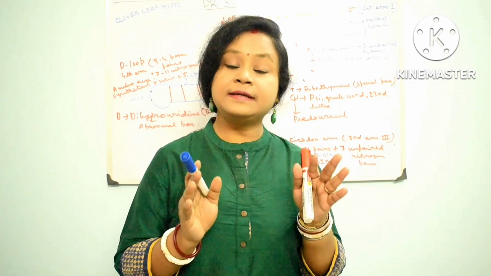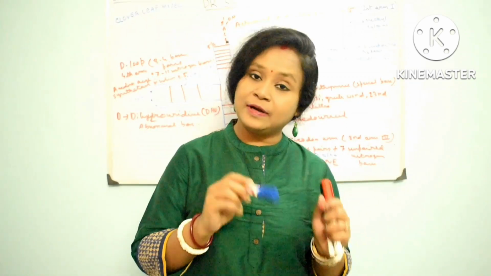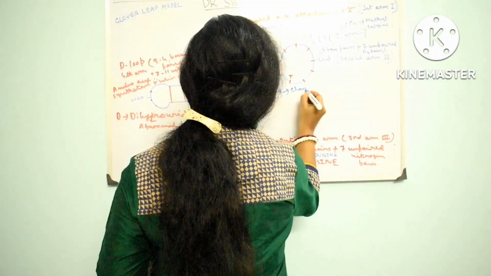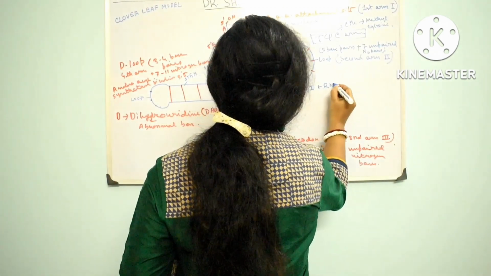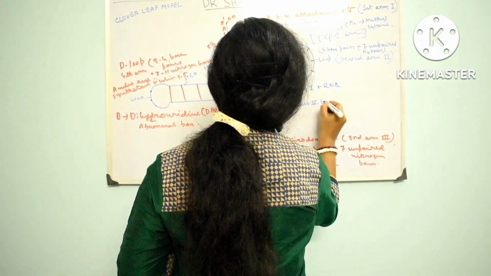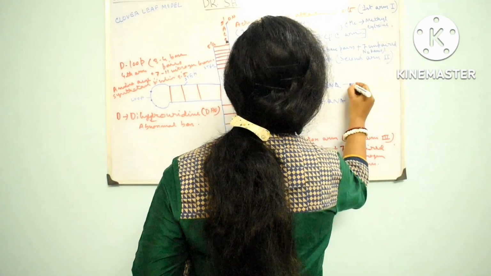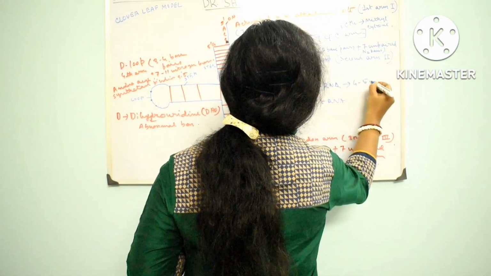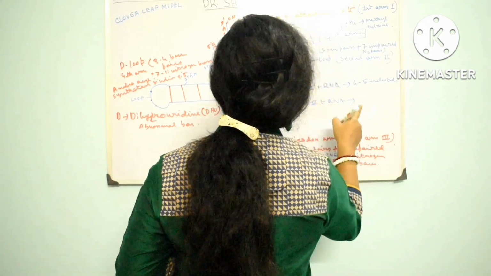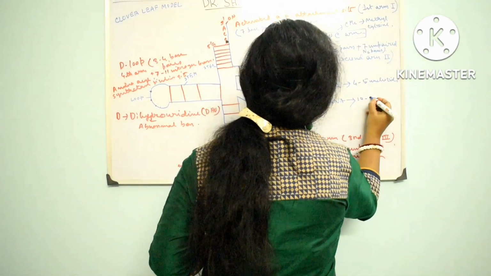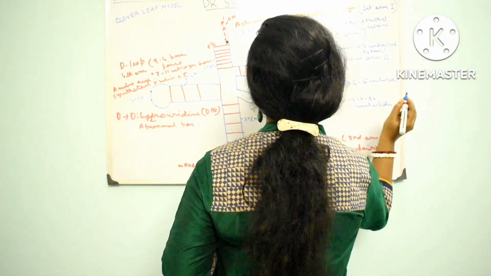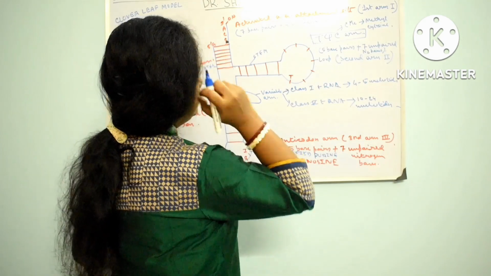Based on this, tRNA is classified into class 1 tRNA and class 2 tRNA. In the case of class 1 tRNA, 4 to 5 nucleotides are present, and in the case of class 2 tRNA, 10 to 24 nucleotides are present.